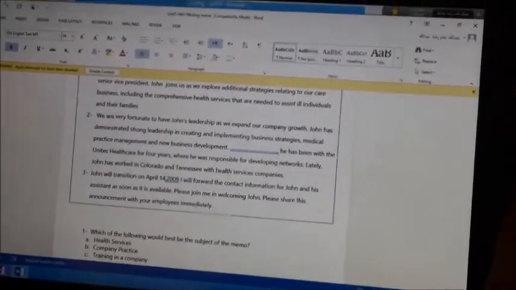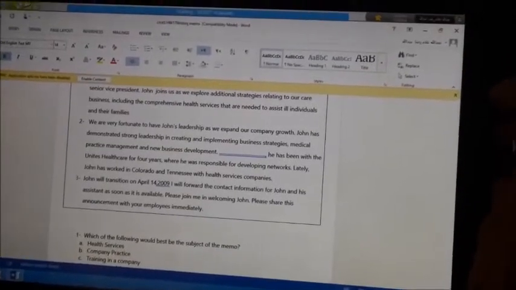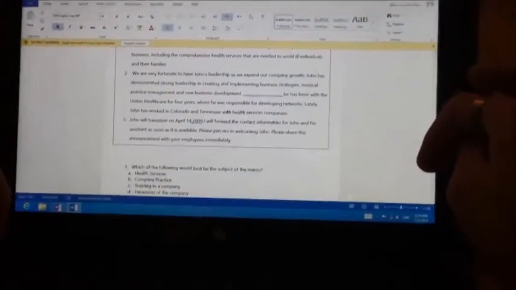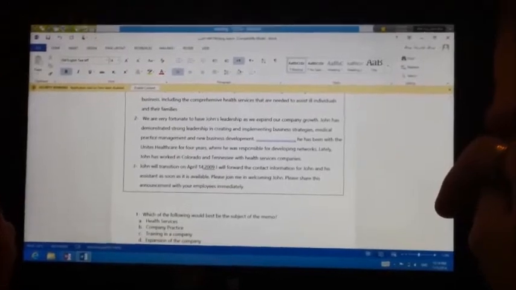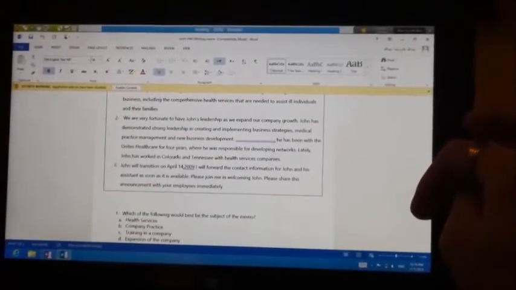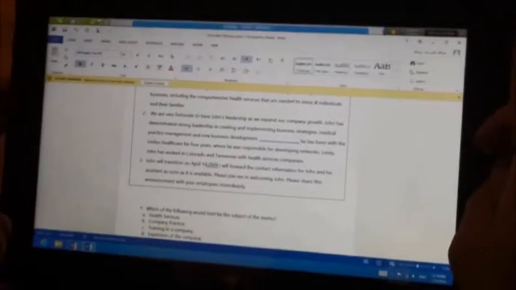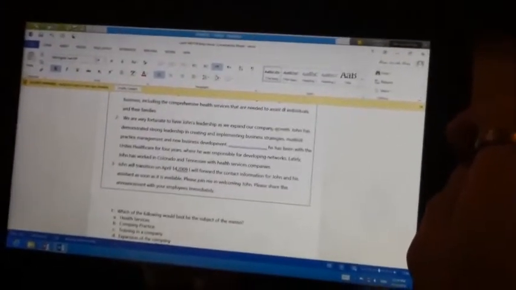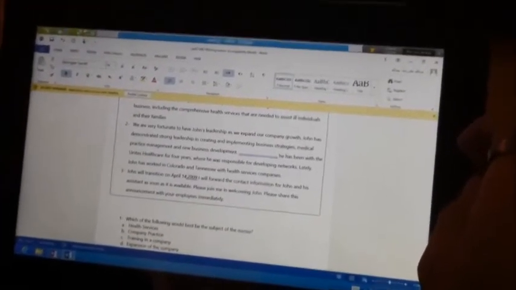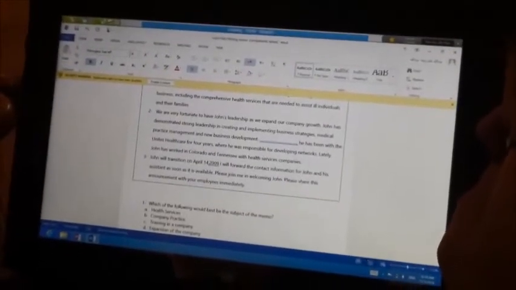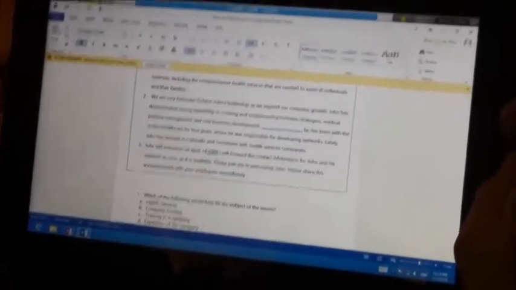We are very fortunate to have John's leadership as we expand our company growth. John has demonstrated strong leadership in creating and implementing business strategies, medical practice management, and new business development. He has been with Unites Healthcare for 4 years, where he was responsible for developing networks. So this is just Units Healthcare, okay? Units Healthcare for 4 years, okay? Lately, John has worked in Colorado and Tennessee with health services companies. John will transition on April 14th, 2009. I will forward the contact information for John and his assistant as soon as it is available. Please join me in welcoming John. Please share this announcement with your employees immediately.